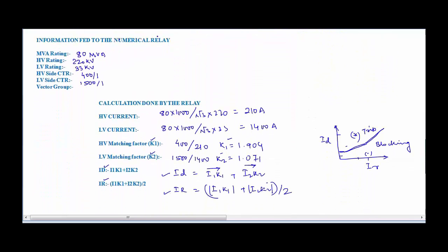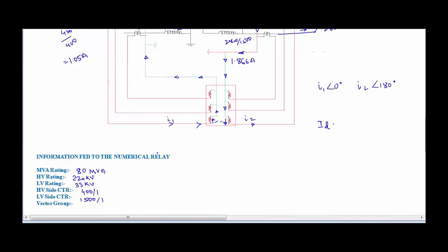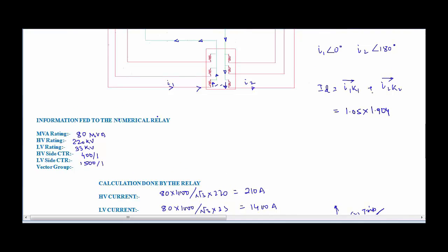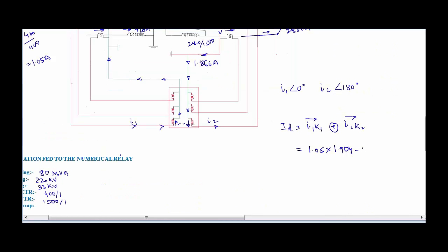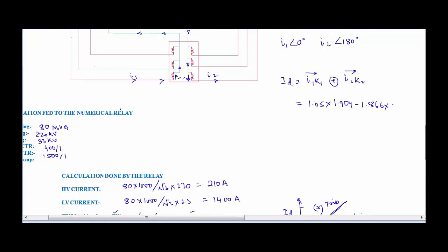Now, about the magnitude of the differential current, the relay is going to use these two values, K1 and K2, and calculate the differential current. So the differential current is I1 into K1 with a vector over it, plus I2 into K2 with a vector over it. I1 value is 1.05 and K1 value was 1.904, and since I2 has a 180 degree phase, instead of plus we can simply give a minus at this point, and the magnitude of I2 is 1.866 and the magnitude of K2 is 1.071. So we can see that ID is almost equal to 0.